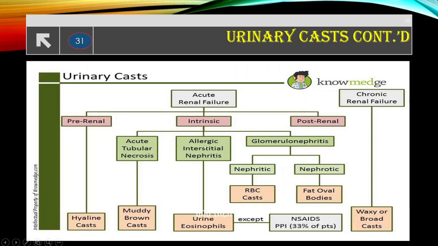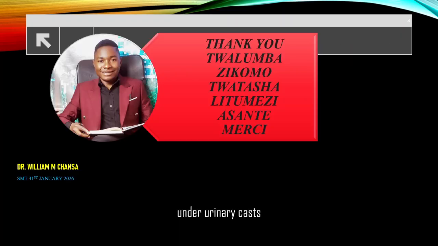Okay. And then if the patient has an allergic interstitial nephritis, an inflammation within the interstitium of the nephrons, then you have to think of urine eosinophils. So you're going to have eosinophils a lot under a microscope. And then glomerulitis, we have nephritic syndrome. So with nephritic syndrome, you'll see red blood cell casts. I've already talked about that. And then fatty casts or lipid casts are usually seen in nephrotic syndrome. Okay, that's the summary of everything that we've talked about under urinary casts.